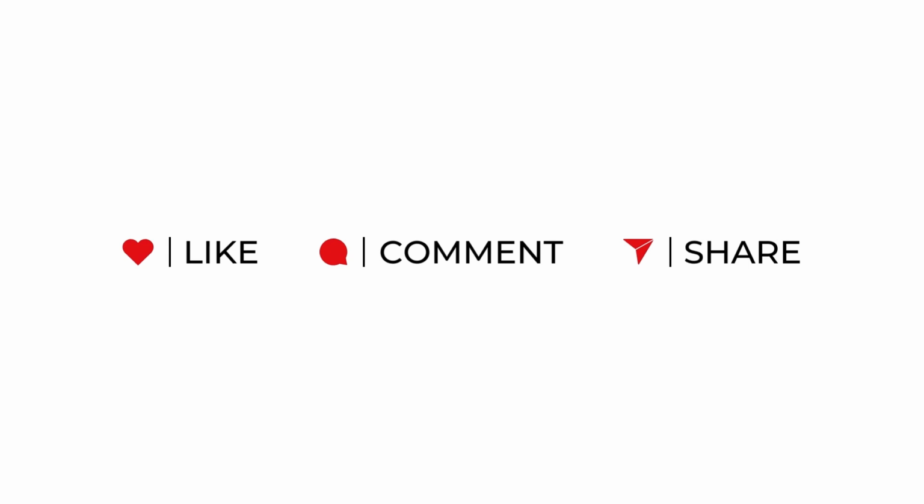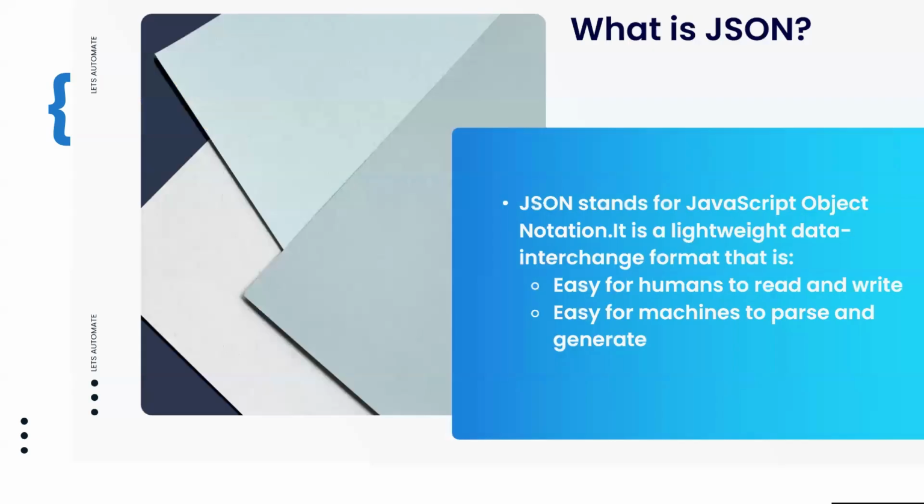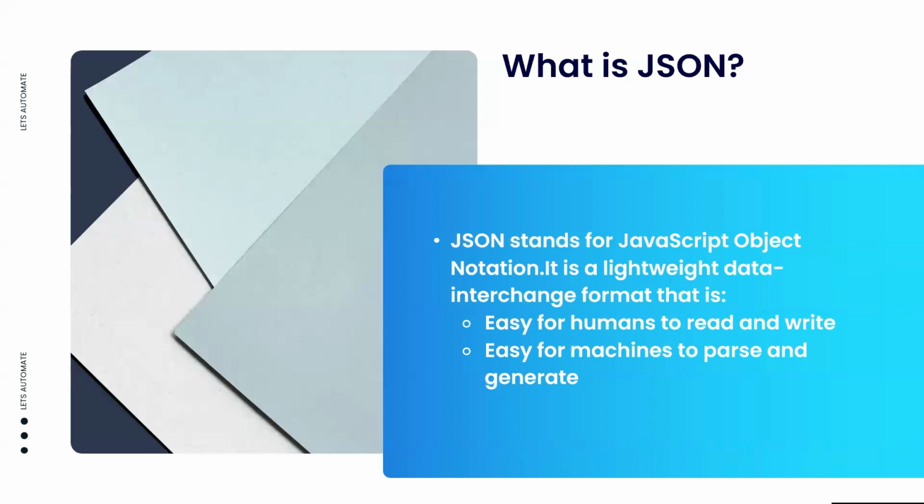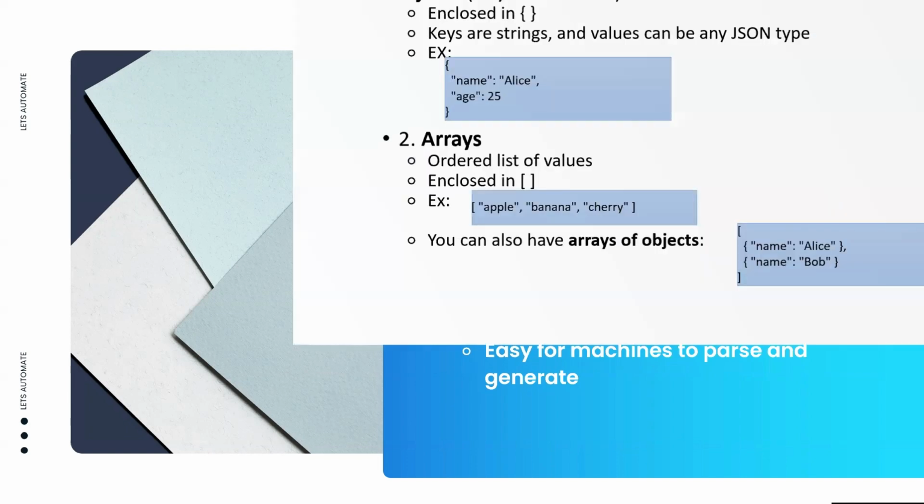Now, without any ado, let's get into theory. So what is JSON? JSON stands for JavaScript Object Notation. It's a lightweight data format. If you have a large amount of data, you can use JSON so that it can be lightweight. The way that you write JSON is easy for humans to read and write. Also, it is easy for machines to parse as well, right?